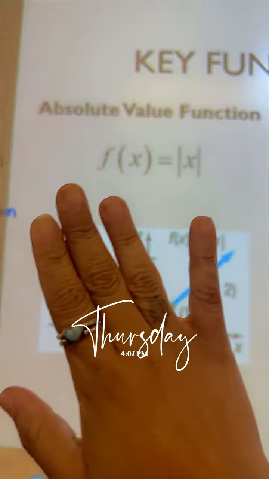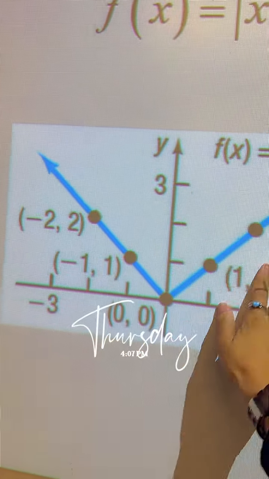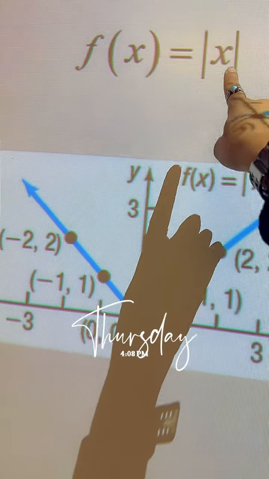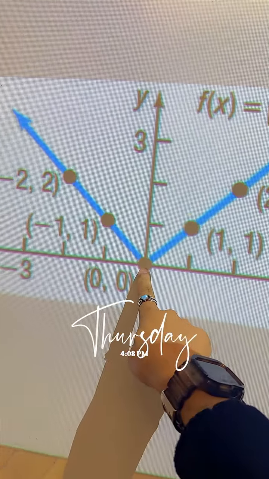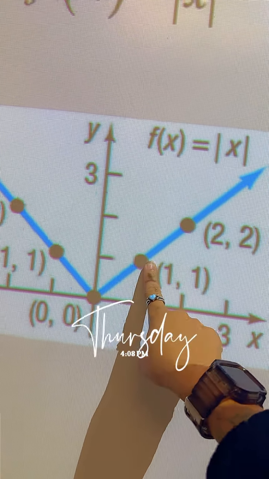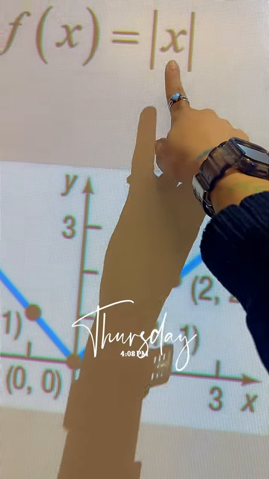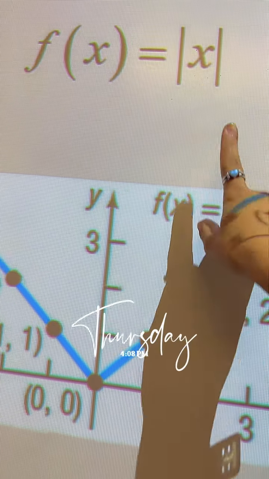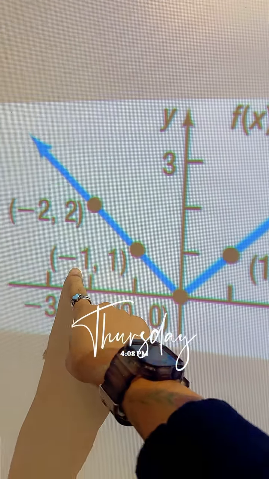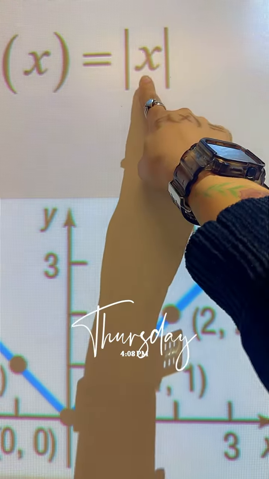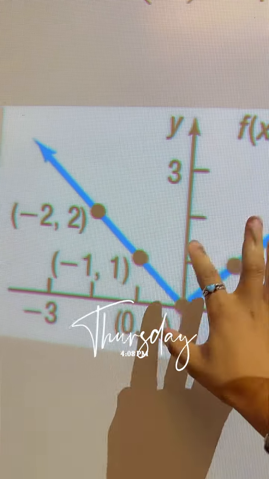So we have the absolute value function. This is a home base. This is how our absolute value, f of x equals absolute value of x, looks. This is our absolute value function, all right? We have our origin right here. When x is 1, y is also 1. So if I substitute 1 for x, the absolute value of 1 is 1. Therefore, my y is 1. All right. When x is -1, I substitute -1 for x. The absolute value of -1 is a +1, and so on.